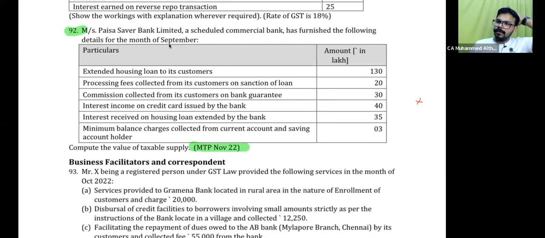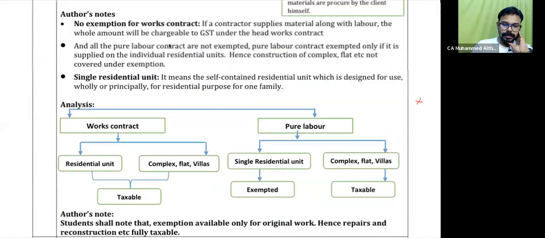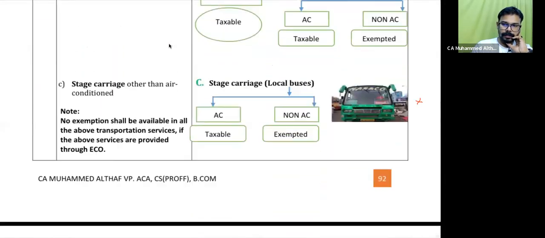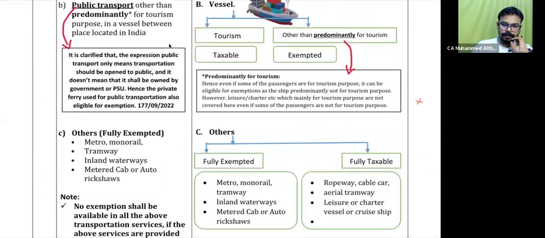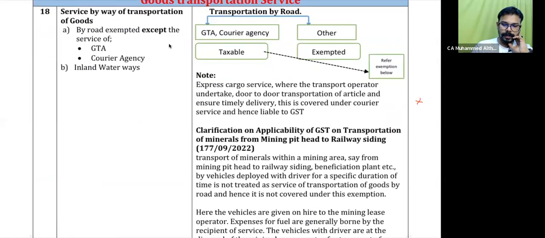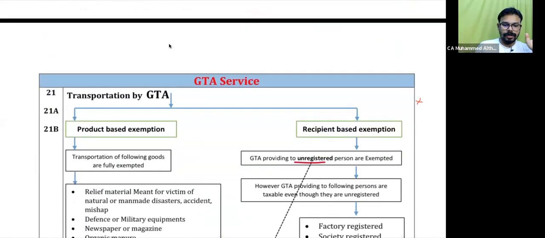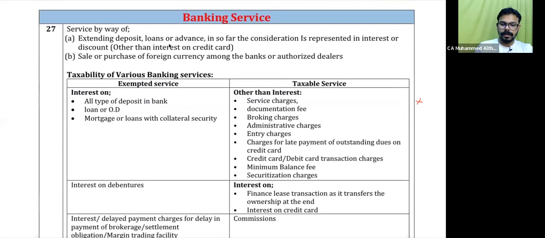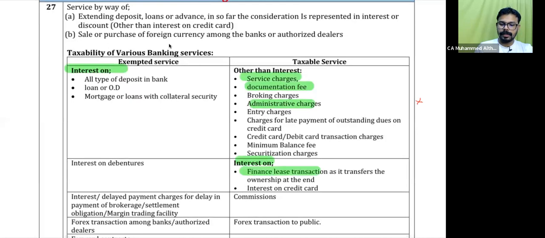So in case of banking services, you have to know the theory. In case of bank services, all the interest and all, everything will be exempted. But then all the charges, everything will be taxable. But then interest on finance lease and interest on credit card will be taxable. All those theory you have to keep in mind. Now you have to work out.